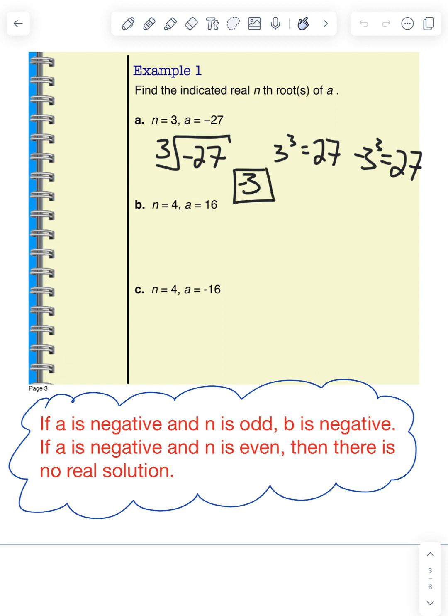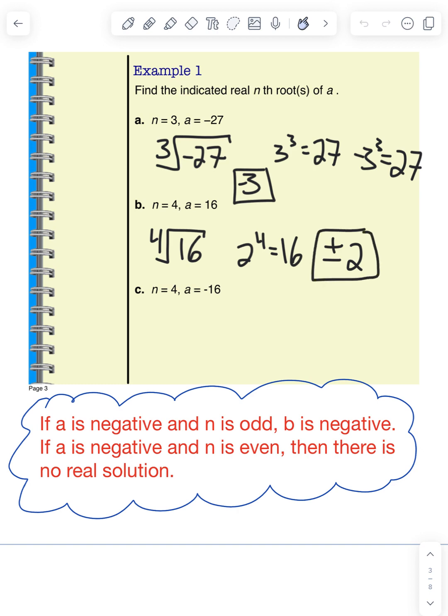All right, the next one we would set up as the fourth root of 16. I want you to pause the video and see if you can figure out what the fourth root of 16 is. All right, we know 2 to the power of 4 is 16. The fourth root, because 4 is an even number, is actually both positive and negative 2. So it has two solutions because negative 2 to the power of 4 is also 16.